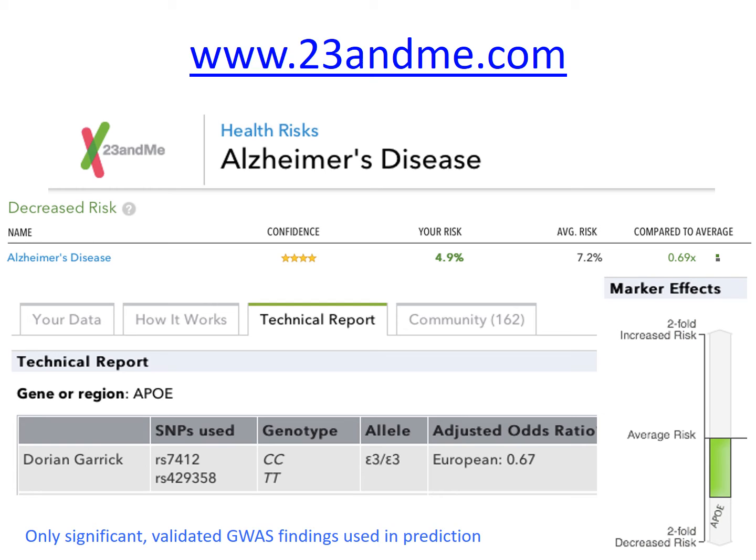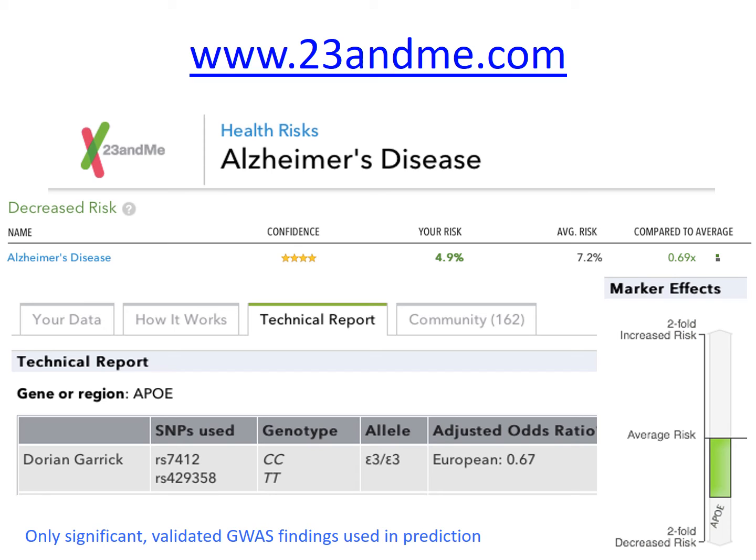So here are the results for me at two SNPs, RS7412 and RS429358, which are located in the ApoE region. They can determine the genotype from the SNP chip, and they can determine that my odds of getting Alzheimer's disease relative to other Europeans is about 0.67.